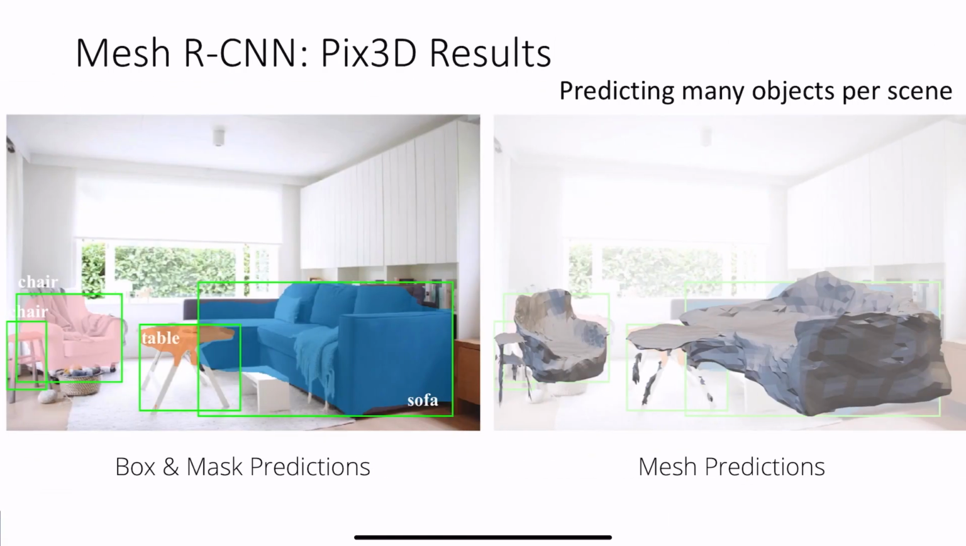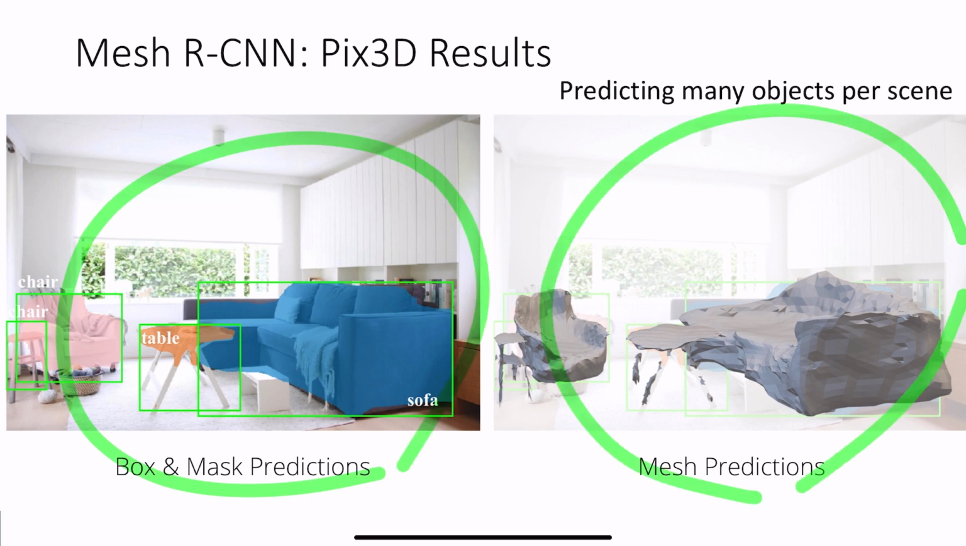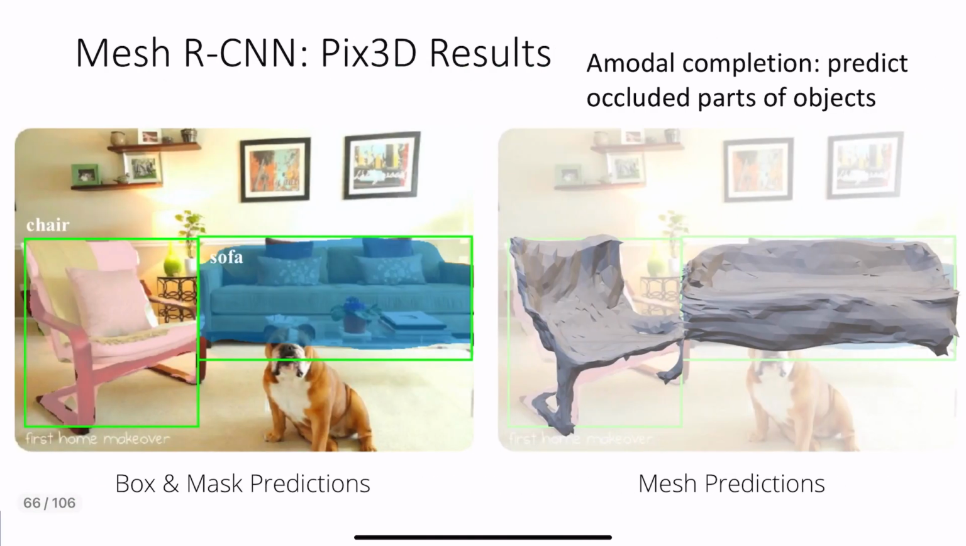Here is another result: the box and mask prediction by the Mask R-CNN, for example, and this is the multiple mesh prediction output. So it predicts many objects per scene by using the Mesh R-CNN. This is another result: box output and mask prediction, and this is a mesh prediction.